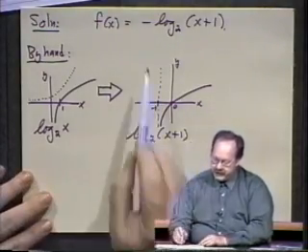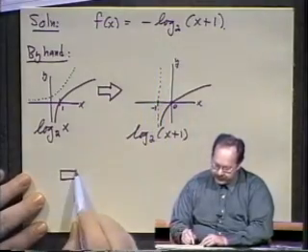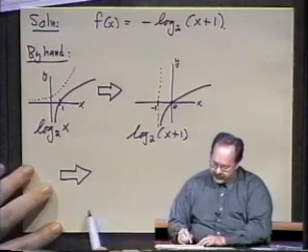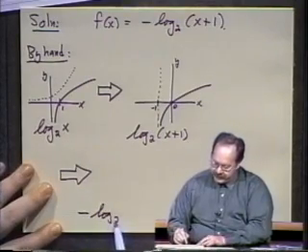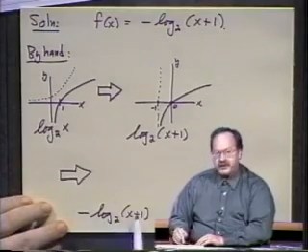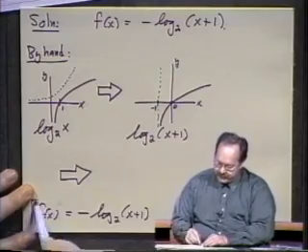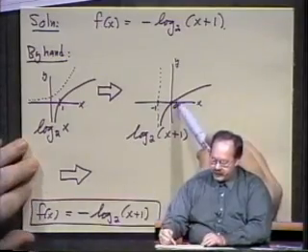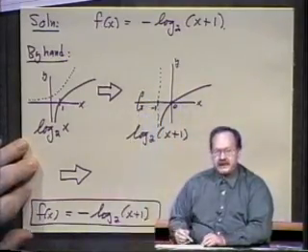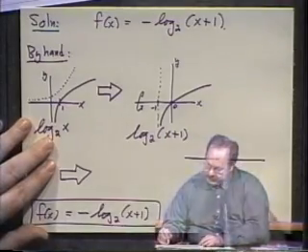And what's left? The negative, which we know is going to be, I'll put that down here. This is minus log base 2 of (x plus 1). And the minus will do what? Well, it's taking the y value and negating it. And this is the final function here. So it's going to reflect this around the x-axis. So my picture will be something like this.